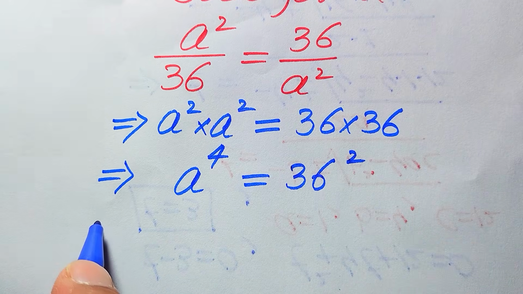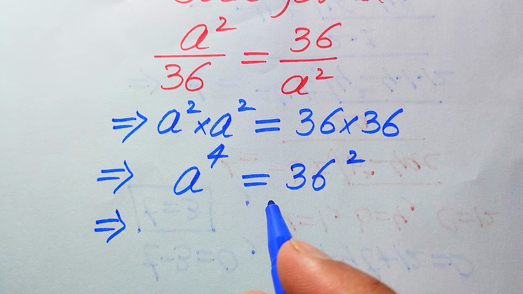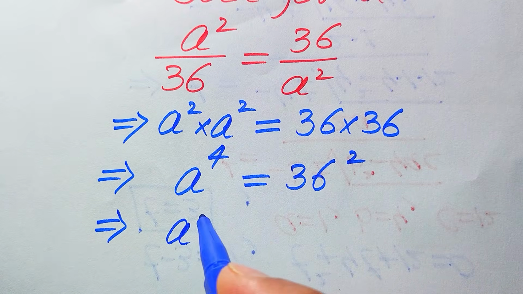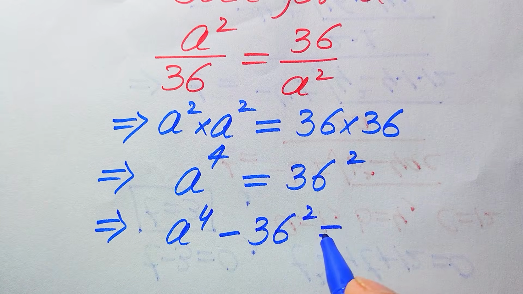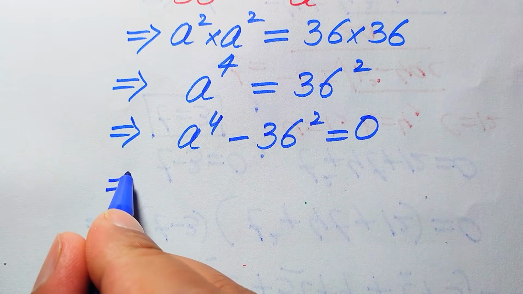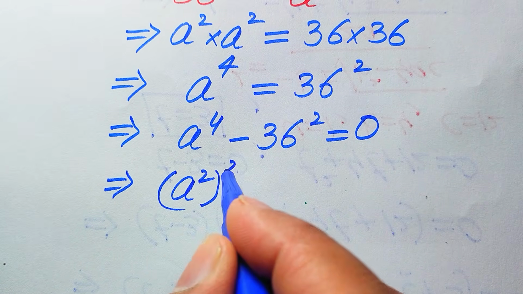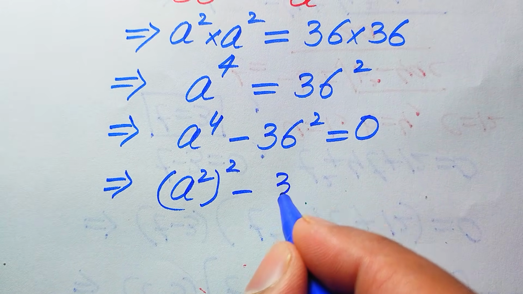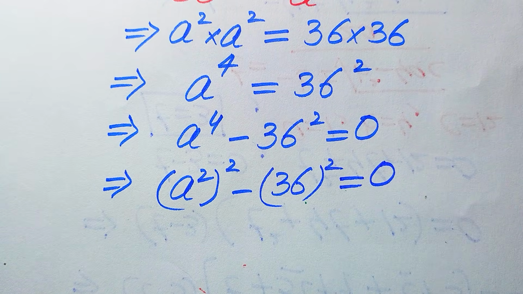So now we move 36² from the right-hand side to the left-hand side, and it will be written as a⁴ − 36² = 0. So here we rewrite this equation: we write a⁴ as (a²)², minus 36 and its whole square, equals 0.